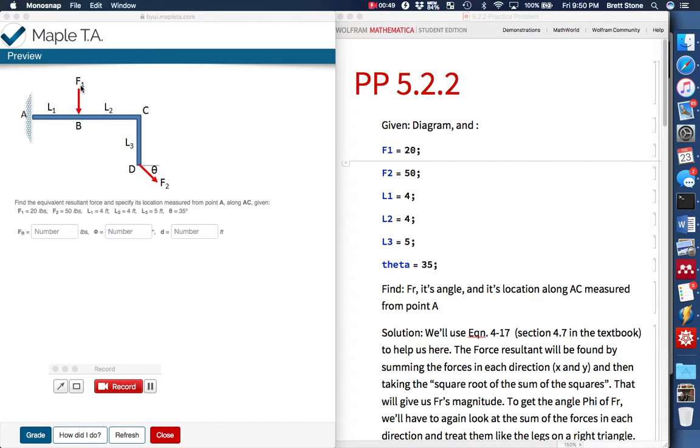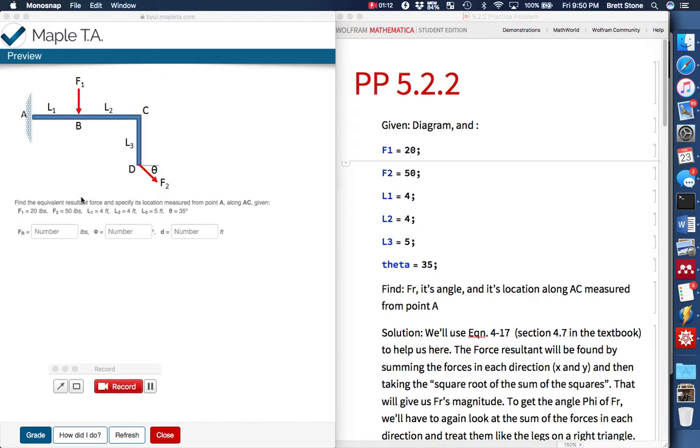So we've got F1 at point B, which is L1 away from A. And we've got L2. C is L1 plus L2 away from A. And then turning a 90-degree angle, we've got point D, which is L3 away from A vertically. And then we've got F2 that's at this angle theta from the horizontal.